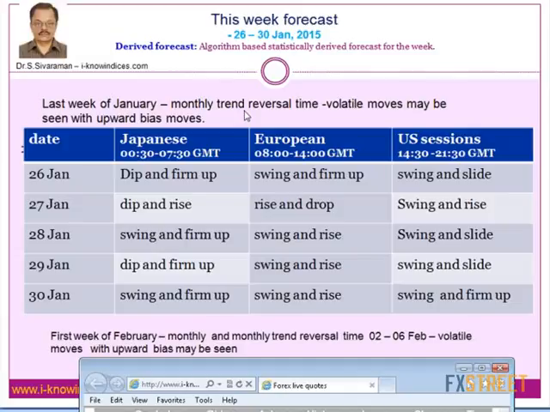So we may come across an extended stop move of about 60 to 70 pips, and then they will reverse the market. Don't expect them to make a very big drop during this particular yearly, monthly trend reversal time. So ultimately, the timing is very important for us to follow.